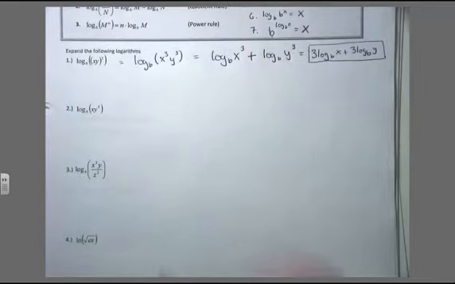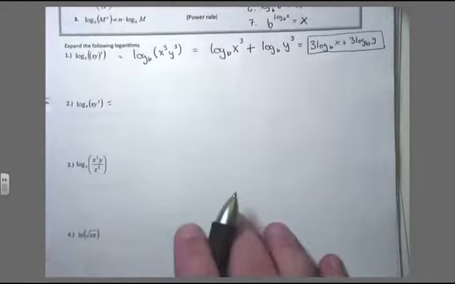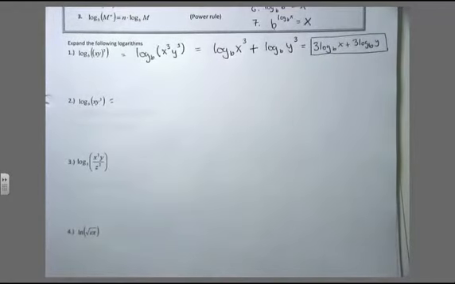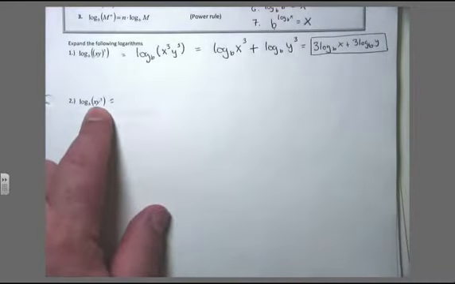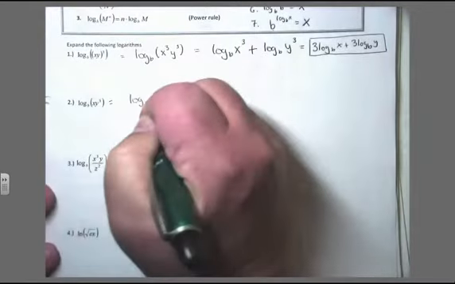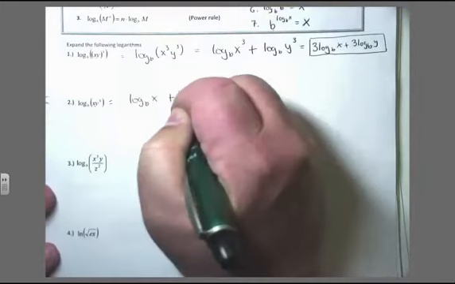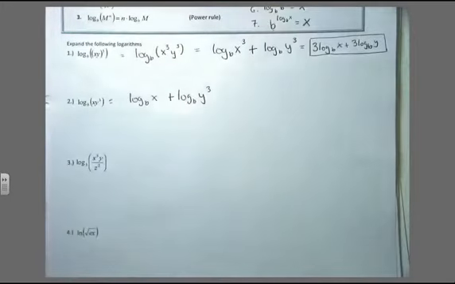Similarly, how would you expand or simplify the log base b of x times y cubed? Again, what is the operation between the x and the y cubed? Multiplication. What does multiplication turn into with log properties? Addition. This will be the log base b of x plus the log base b of y cubed.